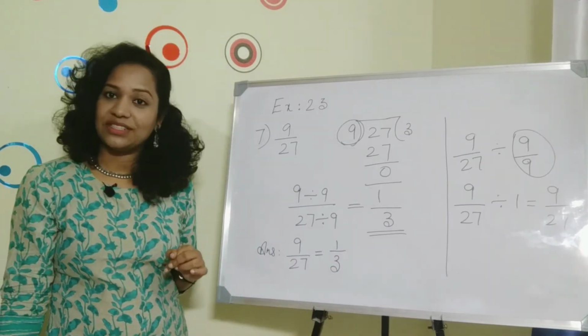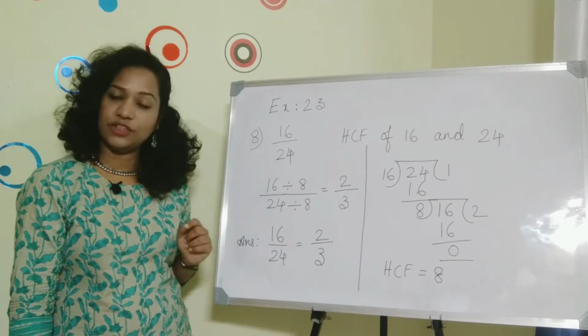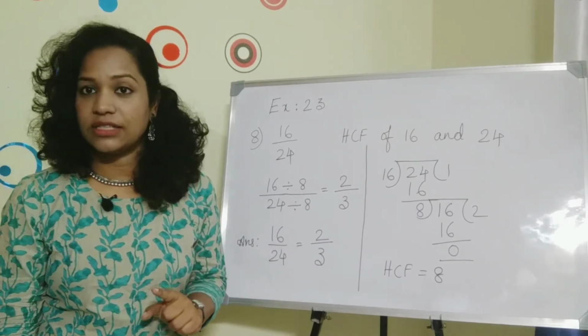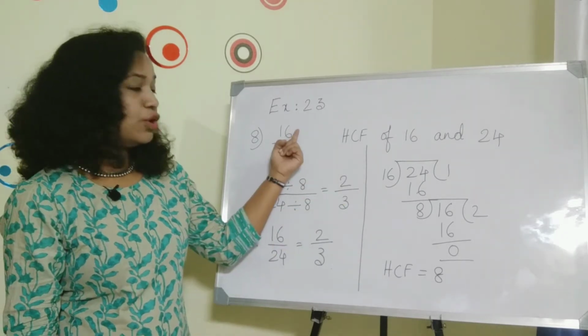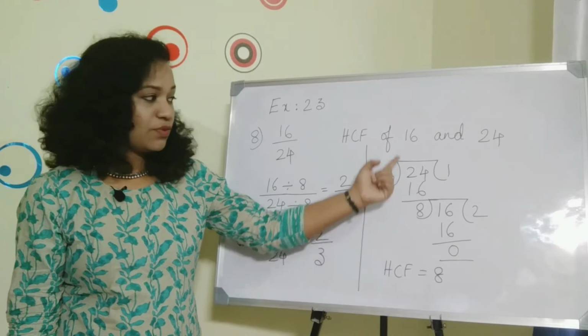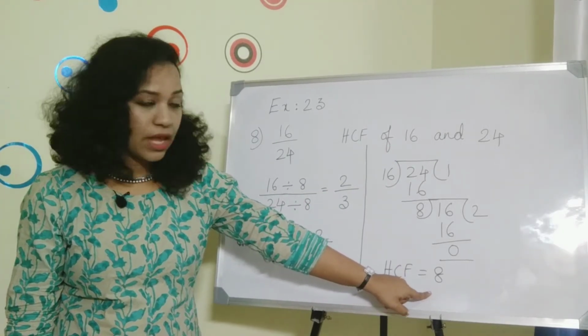Let's take one more example. Here the given fraction is 16 by 24. So the first step is finding their HCF, the HCF of the numerator and the denominator. So HCF of 16 and 24 I have written here. We got HCF is 8.